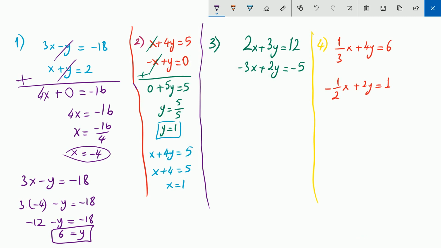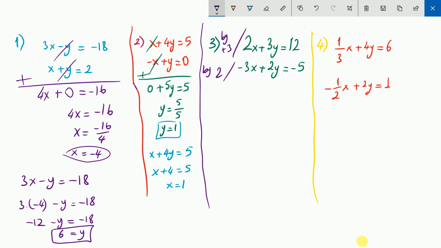2x plus 3y equals 12. So we are going to, the number in front of x in the first and second equation, they are different. So we need to use another method, multiplication by negative 2. If I multiply by negative 2, it will be negative 6x. The second one, if I multiply by 2, it will be negative 6x. So I'm going to change its sign.